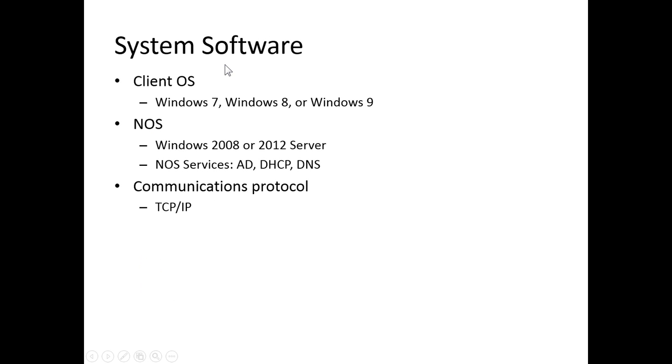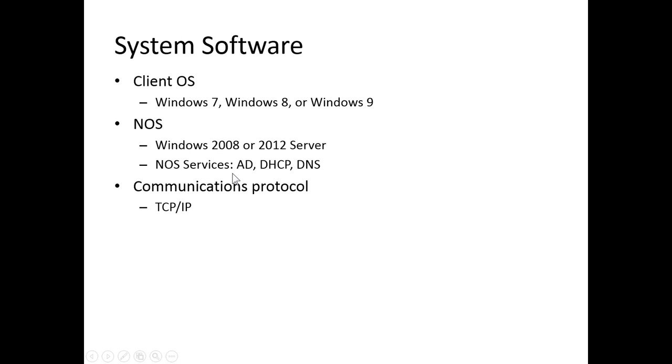Now let's look at system software. Client operating system would be the operating system on the workstations. And most likely you would get Windows 7 or Windows 8 or Windows 9 on the workstations. And then the network operating system software that you would use might be Windows 2008 Server or 2012 Server. Many people like Linux Server.